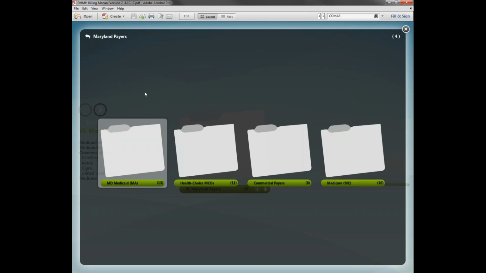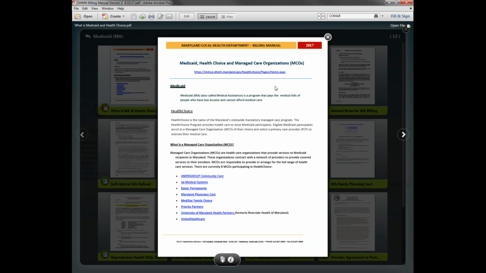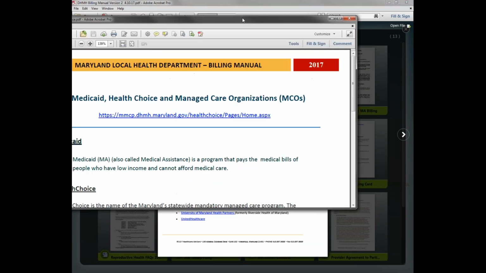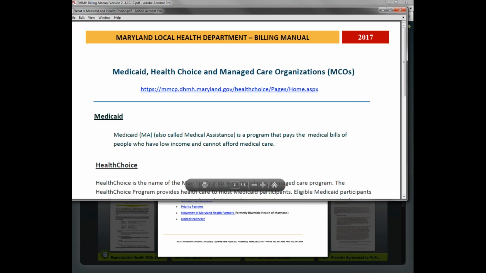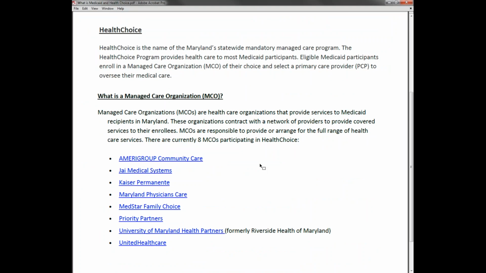Okay, now we're going to get into the payers in Maryland, and this is a very interesting chapter. The first one, which is the one that's going to affect the most health departments, is Maryland Medicaid and the Medicaid MCOs. So Maryland Medicaid has tasked most of its services to be provided to their patients by HealthChoice, and HealthChoice is one of the MCOs. And here are the HealthChoice MCOs that are currently in Maryland. When you open this particular page up, you can literally just click on it and go right to their website.